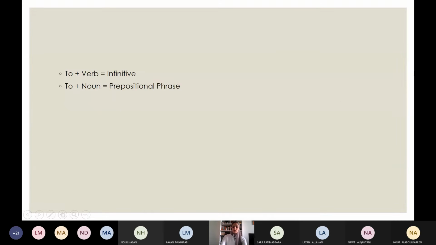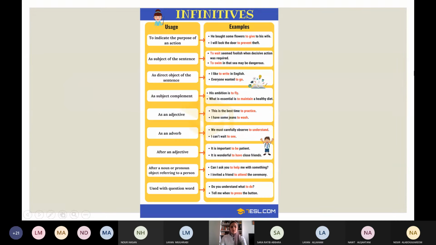Okay. So infinitive. Here I can use it as noun, so I can use it as subject. To wait, to explain, to cry seemed foolish when decisive action was required. To swim in the sea may be dangerous. Or direct object. I like to write in English. Everyone wanted to go. As subject complement, it means after linking verb, as an adjective, as an adverb. Okay, all of these are usages for infinitives.